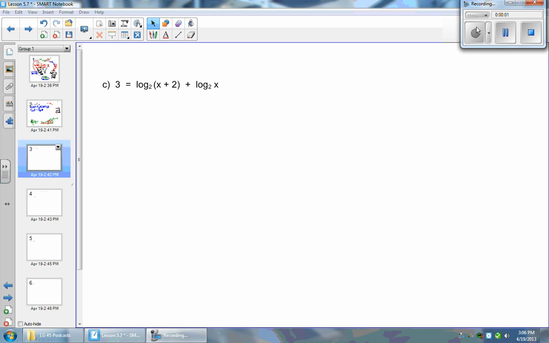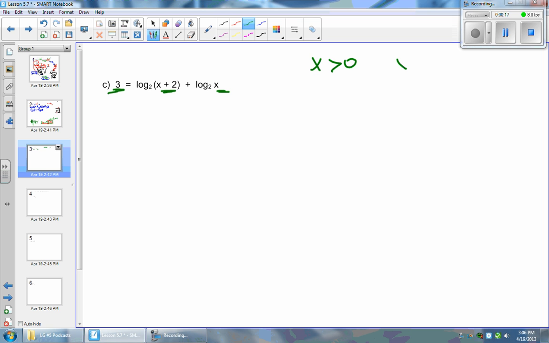All right, another type of log question that we have to solve. Again, don't forget the restrictions. Notice that there's no x over here, so you don't have to worry about any restrictions there. But you do have to worry about restrictions here and here. So x has to be greater than 0. There's your first restriction. The next one is x plus 2 has to be greater than 0, so that means x has to be greater than minus 2.